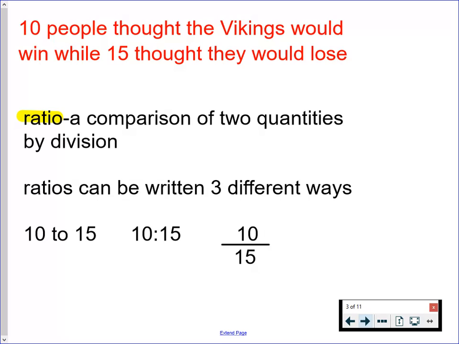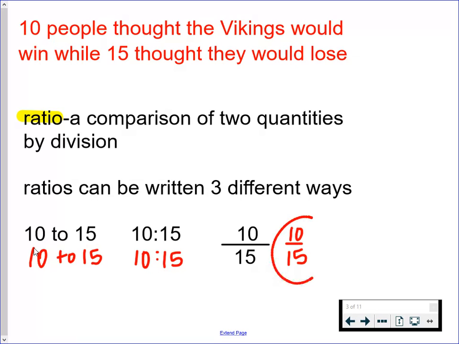It says 10 people thought the Vikings would win, while 15 thought they would lose. So I can use that ratio and write it 10 to 15, using the word to. 10 to 15, using that colon. Or 10 to 15, using a fraction bar.